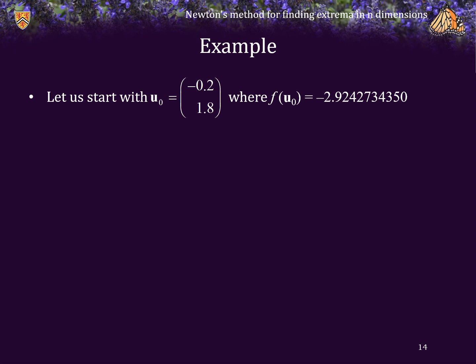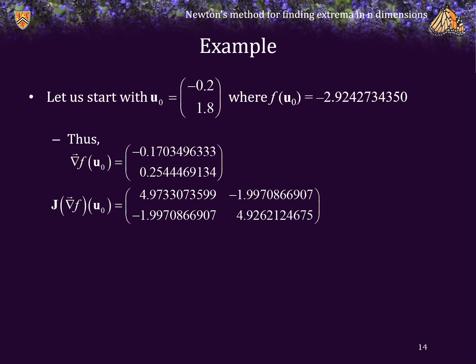Now, let's start with that initial guess, -0.2, 1.8. And we can evaluate the function at this point and see that it's approximately -2.92 and change. We can evaluate the gradient at this point, and we can evaluate the Jacobian at this point.